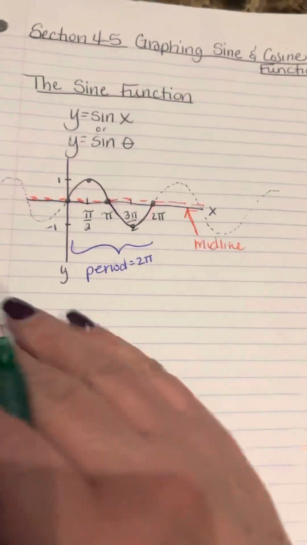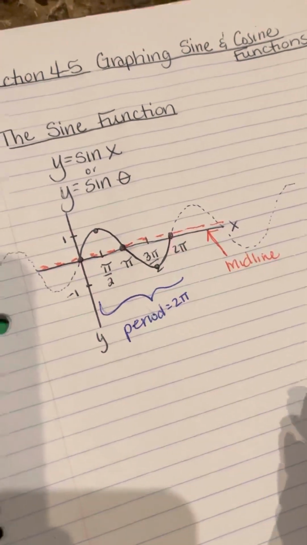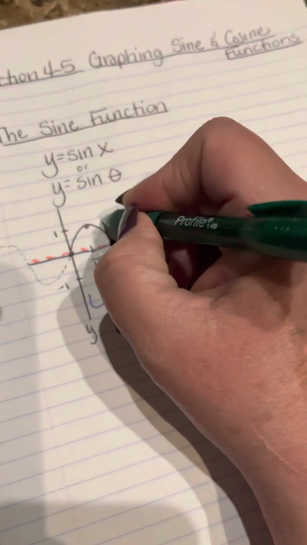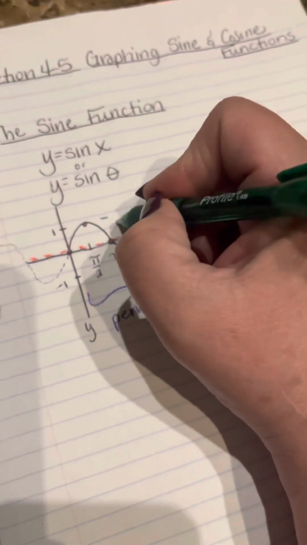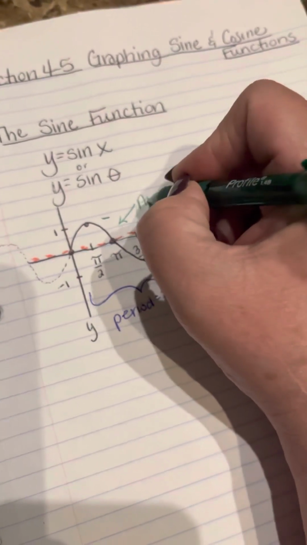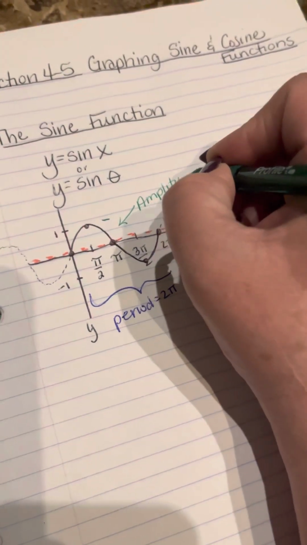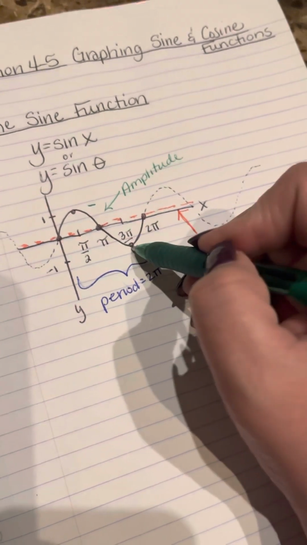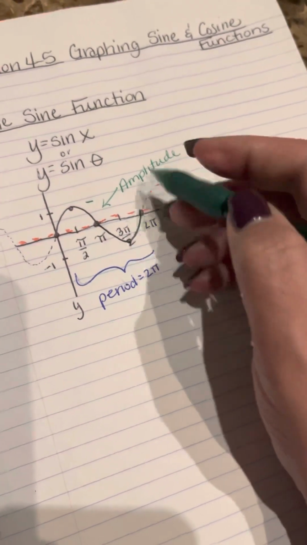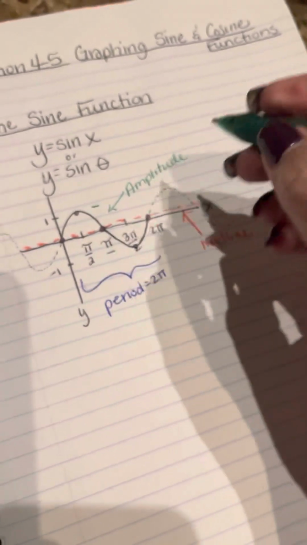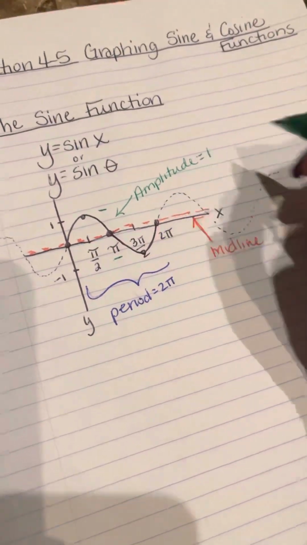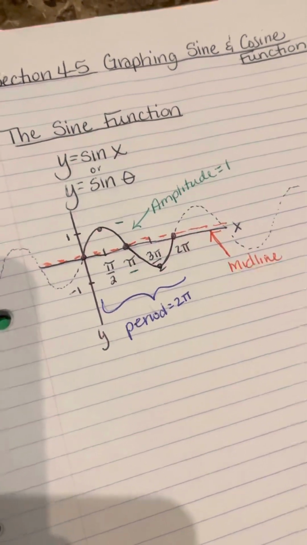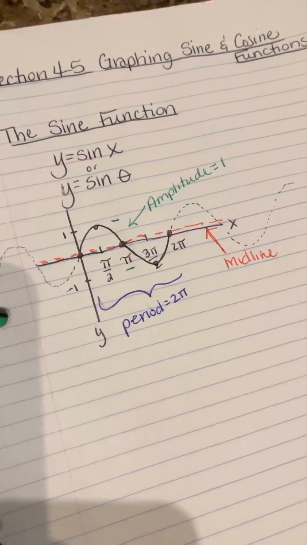And then finally, the last thing that's pretty important that we need to talk about is the distance from the maximum value to the midline is called the amplitude. It also can be the distance from the midline to the minimum value as well. So the amplitude here is equal to 1. And those important features are going to help us when we go to graph the transformations of this.